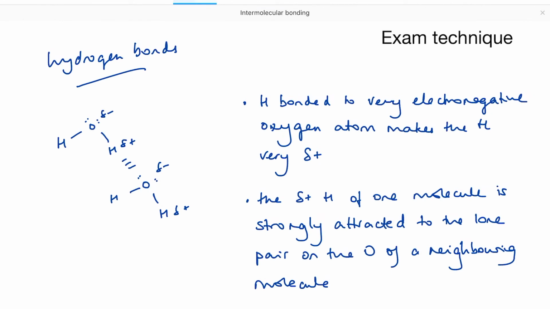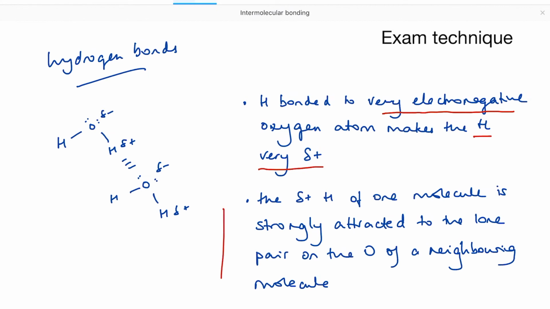And finally, talking about hydrogen bonds, this is where I do very strongly suggest that you draw out a picture. You often get credit for your diagram, and it gives you something to base your explanation on. So the things that we want to be really clear, we've got hydrogen bonded to a very electronegative atom, in this case oxygen, which makes the hydrogen very electropositive, or delta plus.